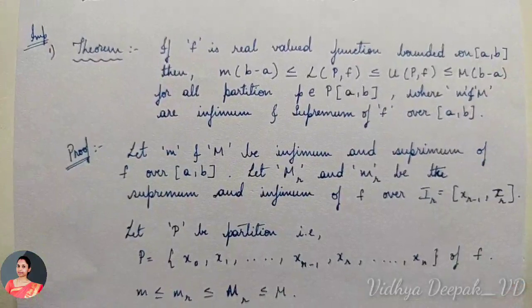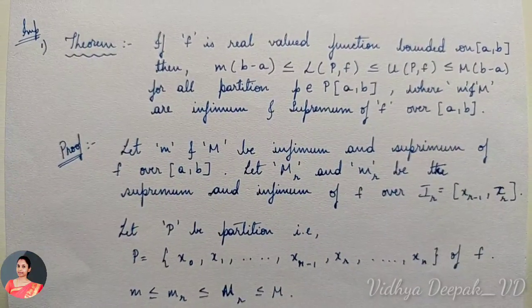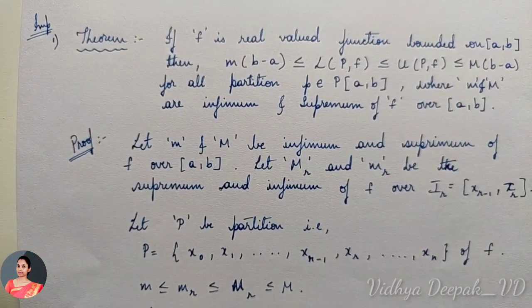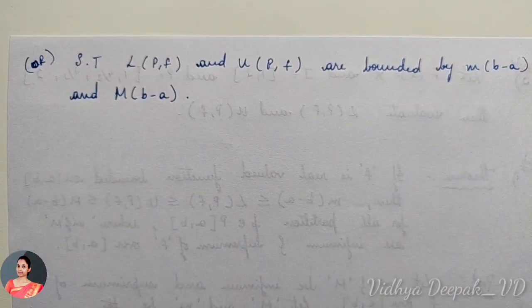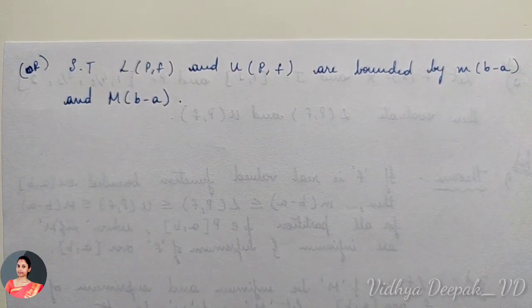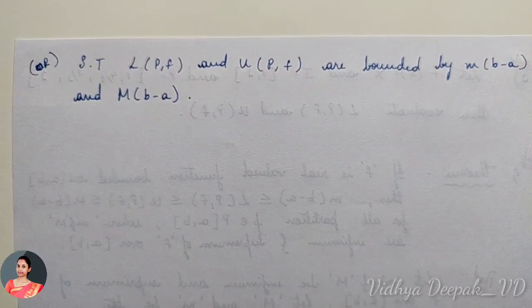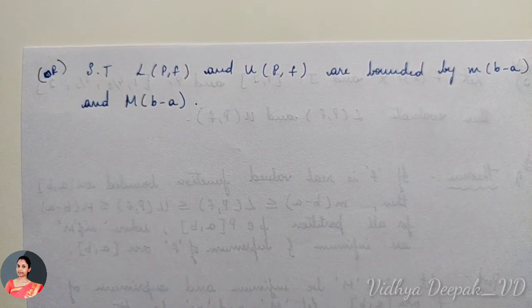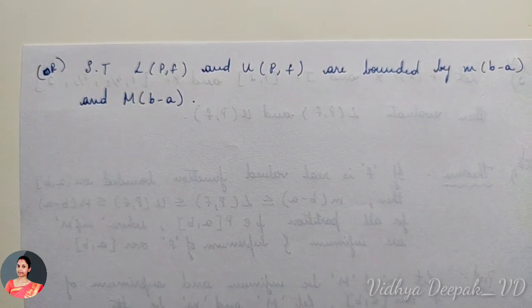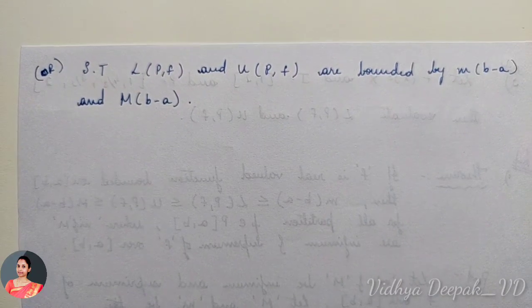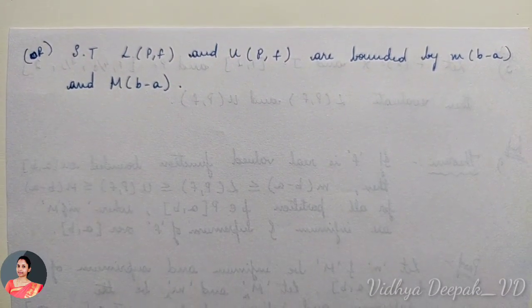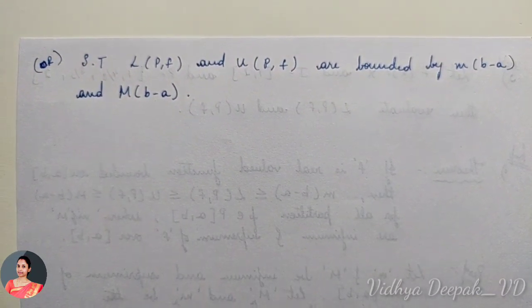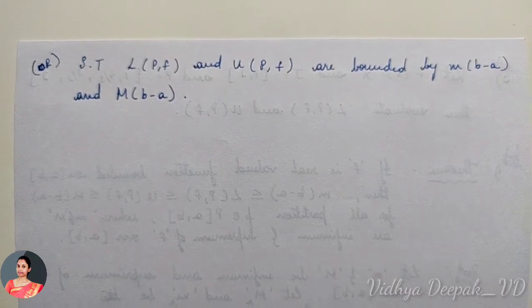This theorem can be asked in one more way. Show that the lower Riemann sum and upper Riemann sum are bounded by m into (b minus a) and M into (b minus a), that is, infimum into (b minus a) and supremum into (b minus a). So this is how we can ask the same theorem in another way.